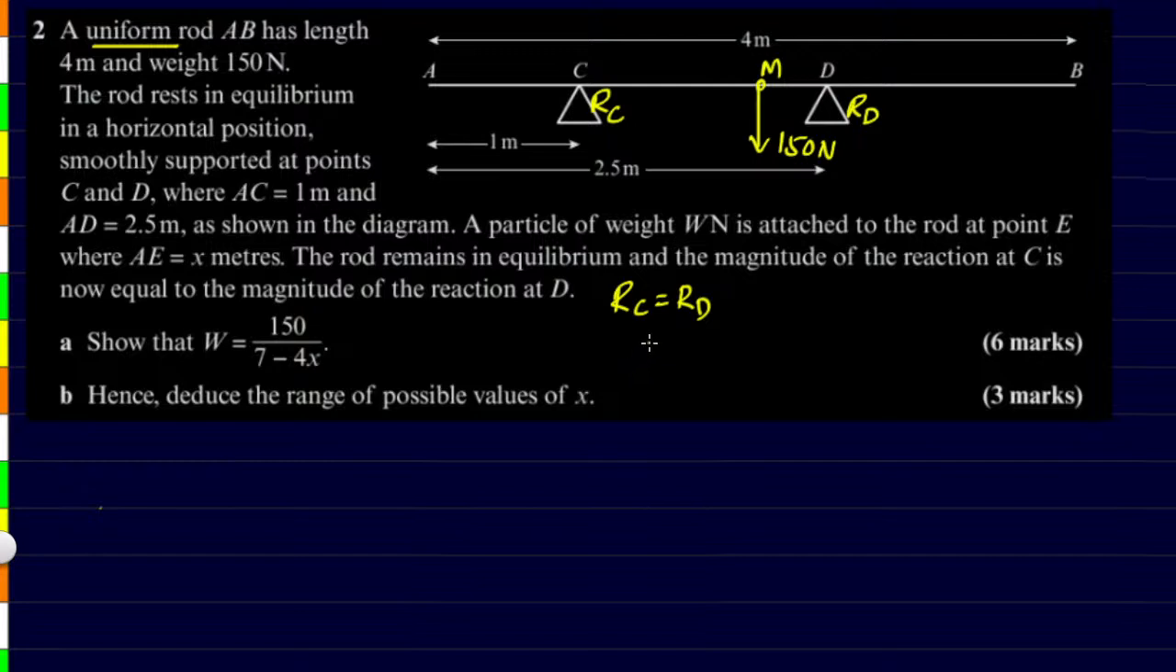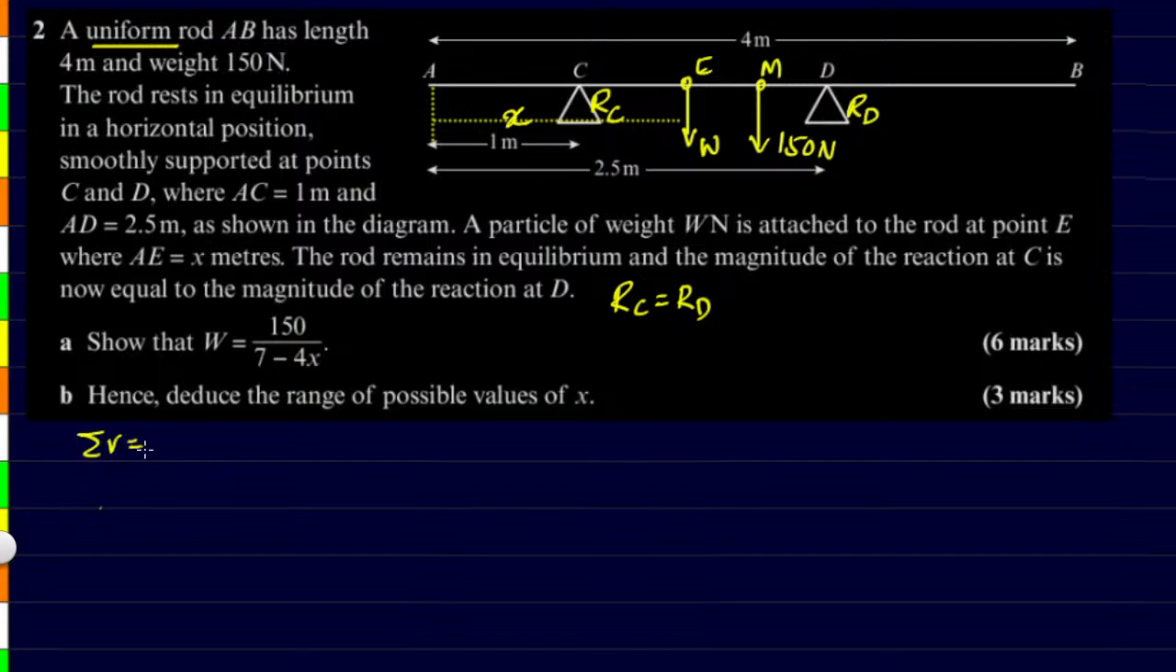So we don't know where the point E is. Let's take somewhere here. This is the point E. The load attached at that point is W, and the distance A to E is x. RC and RD are equal.